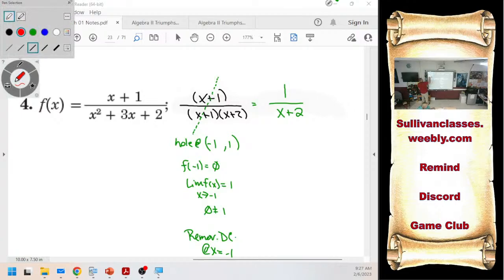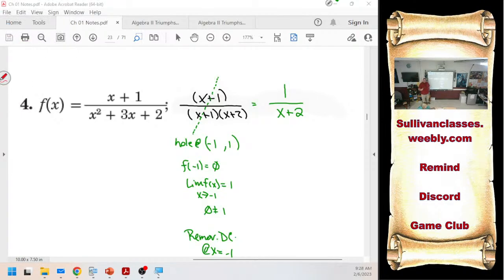What other type of discontinuity would I have, and where would it be? Thou shalt not divide by 0. Do you see that these things are just gaps in the domain? So thou shalt not divide by 0, that means I've got a vertical asymptote at x equals -2. So the function of -2 doesn't exist. The limit of my function as x approaches -2.